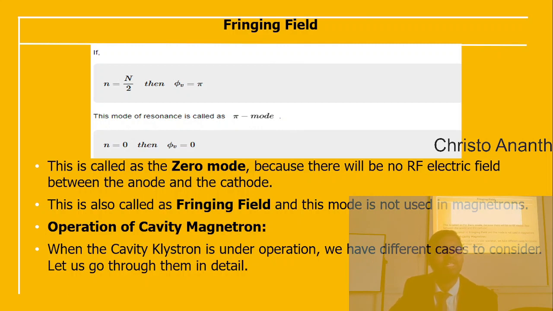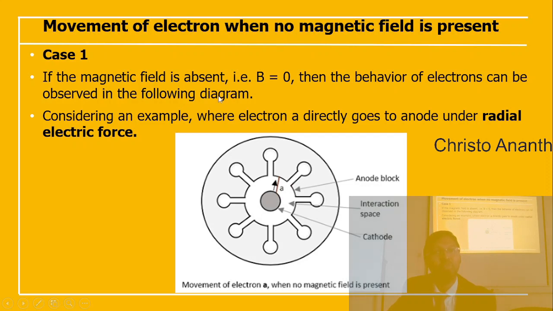Then we'll have the operation of the cavity magnetron. When the cavity magnetron is under operation, we'll have different cases, so we'll go one by one. Case 1: movement of electron when no magnetic field is present. If the magnetic field is absent, B equals 0, so the electron goes directly to the anode under the radial electric force. This is the anode block, this is the cathode, and this is the interaction space. This is the movement of electrons when no magnetic field is present.